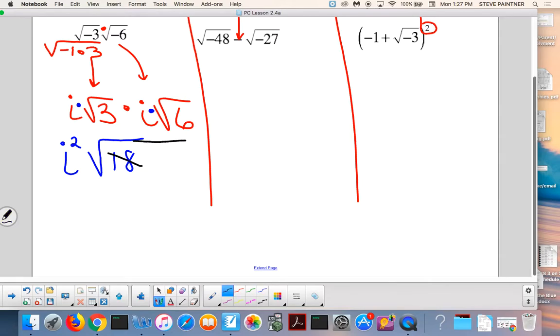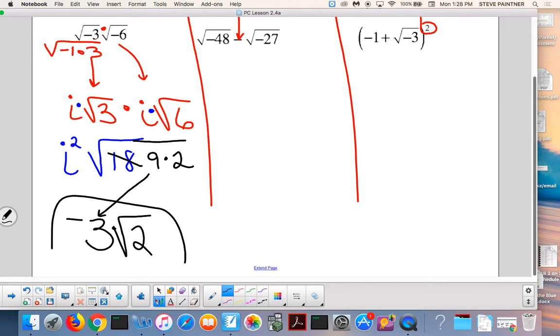Broken down to what? Yep. What's the square root of 9? 3. What's i squared? -1. So it's really 3 times -1, which would make it what? -3. -3 times the square root of 2.